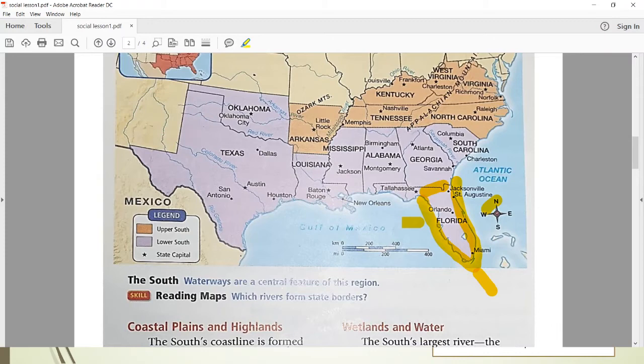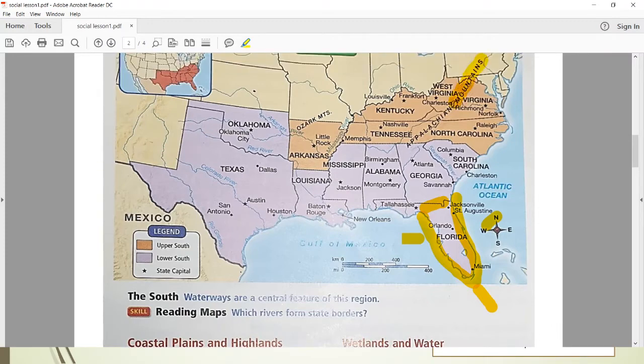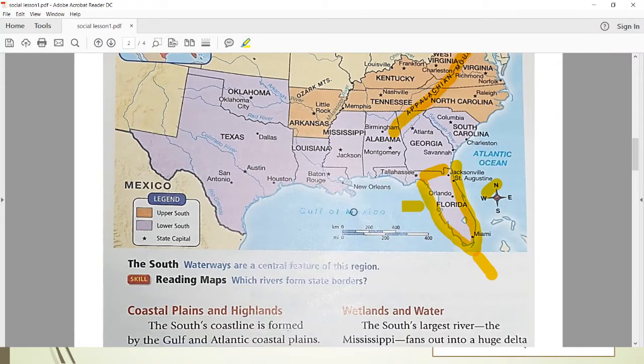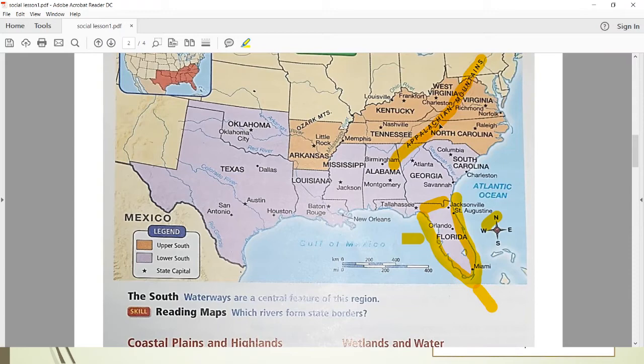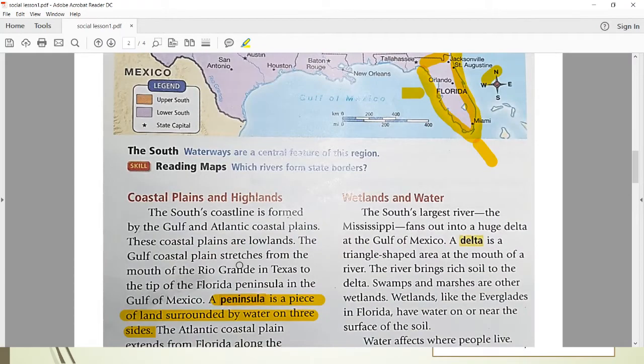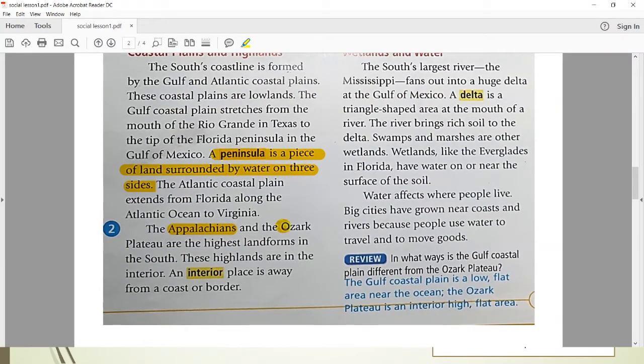So again, I think you know Appalachian Mountains is here. So it's far away from the ocean. It's far away from the sea. So that's what we call interior. And again, the Appalachian Mountains and the Ozark Plateau are the highest landforms, which means it's the tallest, highest landforms. It's just like Mount Everest. Mount Everest is the highest landform on Earth. Here in the south, we have the Appalachians and the Ozark Plateau.